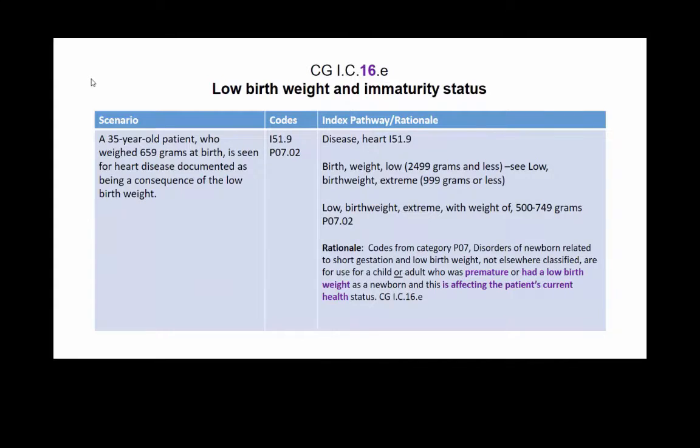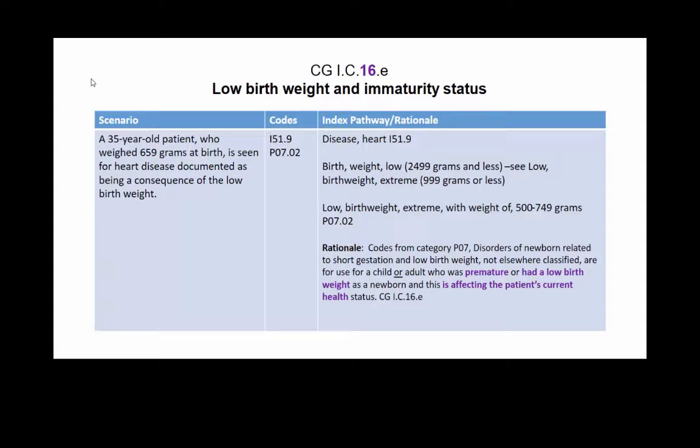This guideline has to do with low birth weight and immaturity status. Here's a patient now 35 years old who weighed 659 grams at birth, quite small, is seen for heart disease documented as being a consequence of a low birth weight. The heart disease as such is extremely unspecific, so it gets an I51.9 code, and then the low birth weight is going to be coded as P07.02, and you see here in our pathway it's an extremely low weight.